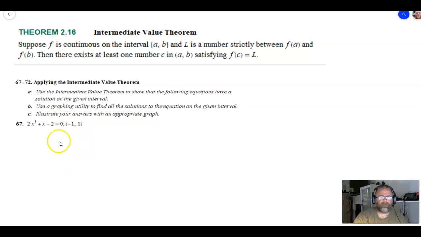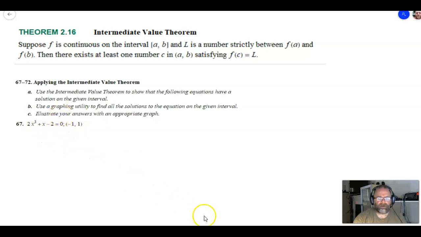So first of all, we need to make sure that this function is continuous over this interval, and hopefully we know from this section and prior sections that polynomials are continuous for all values of x, and this is a polynomial. Therefore, this is definitely continuous from -1 to +1, since it's already continuous from -infinity to +infinity. All right, so that tells us that in the interval from -1 to +1, we are guaranteed at least one solution.